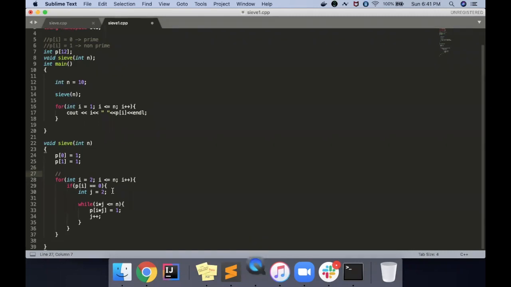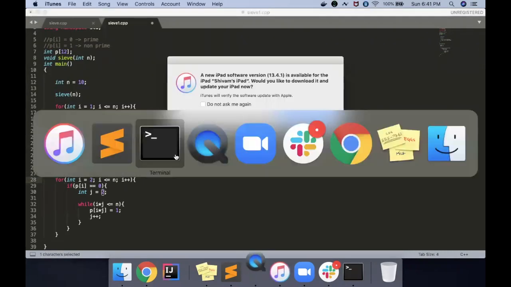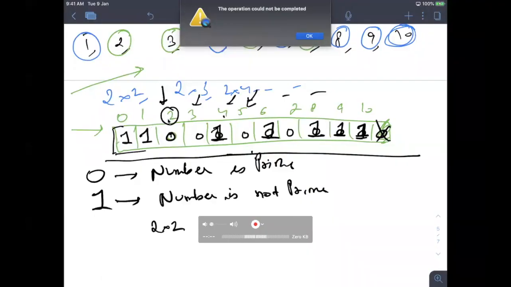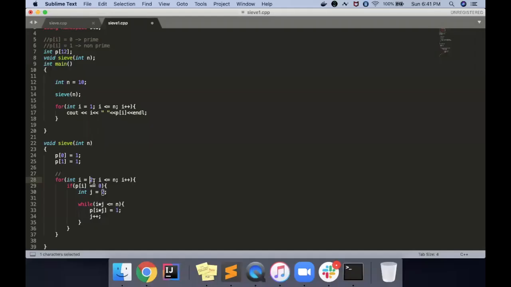Okay, so now let's look at this. We started from 2. We started from this 2 and then we just went through it. Initially everything is prime. Then we mark 0 and 1 as non-prime, so basically we have marked them as 1. Now we started from 2.